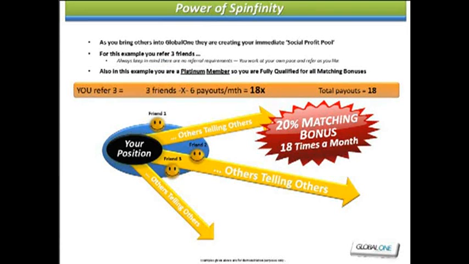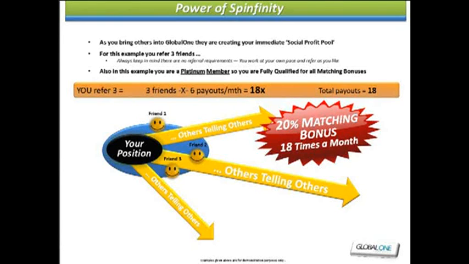So with this, what I'm showing here is a really simple layout of the power of Spinfinity. And just a couple of bullet points at the top: as you begin to bring others into GlobalOne, you are creating your immediate social profit pool. That means that the people you bring in are attached to you. Again, it doesn't matter when you brought them on, today, tomorrow, next week, next year. They're always attached to you as the person who referred them.